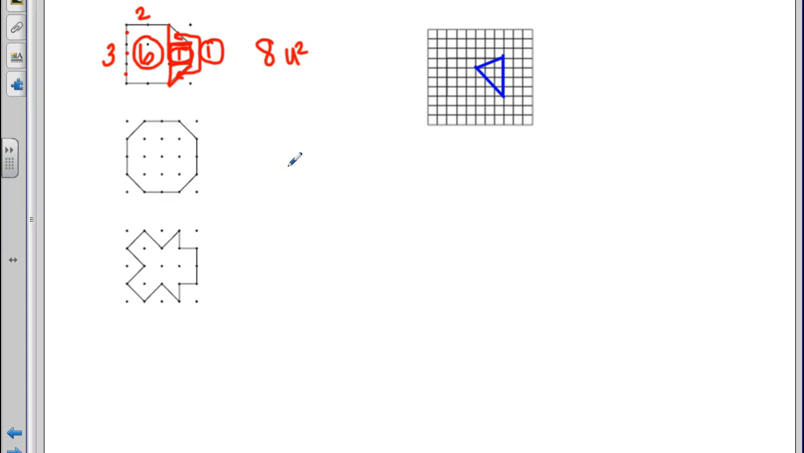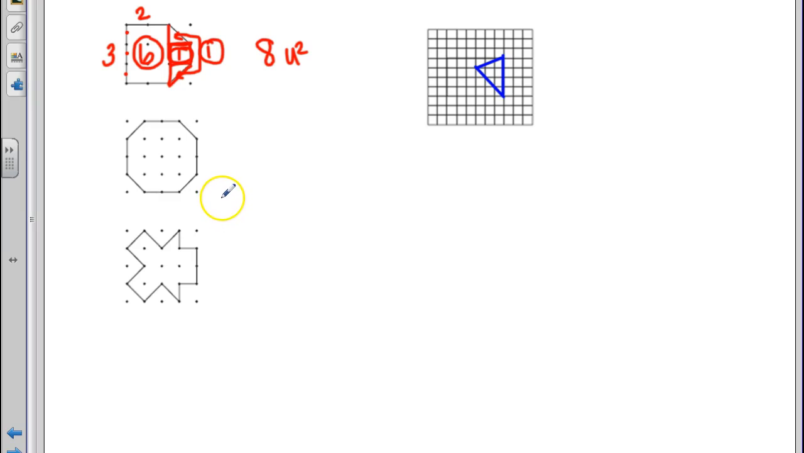Okay, if they told us that each side between dots was meters, this would be 8 meters squared. If they told us inches, it would be 8 inches squared. So they didn't give us units, so we'll just put a U for units and square it. All right, let's check out this guy.